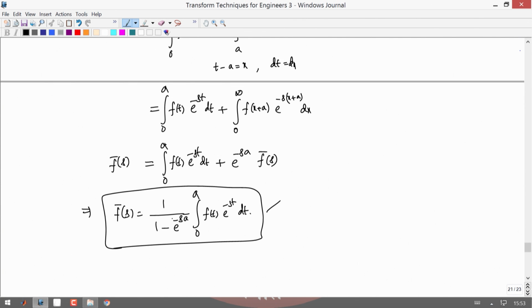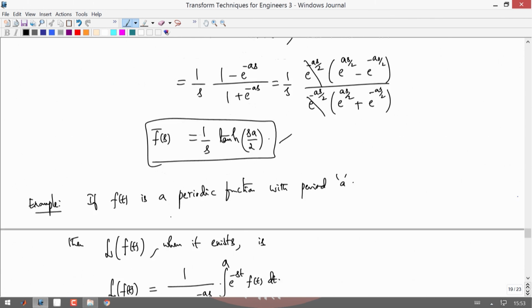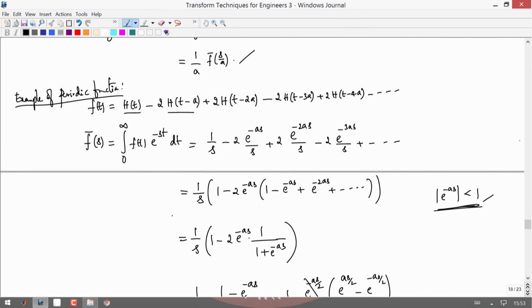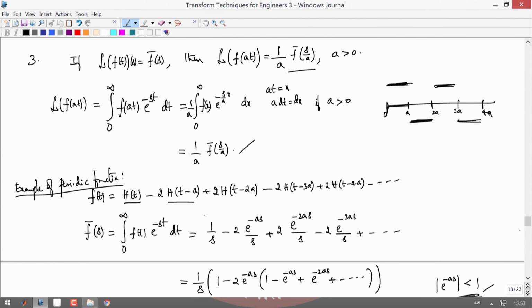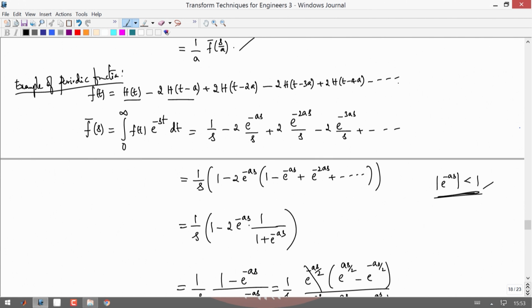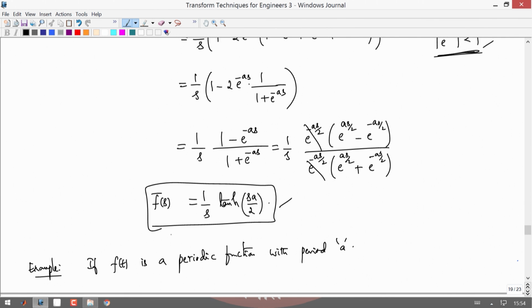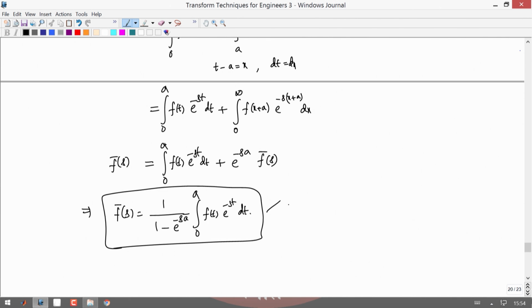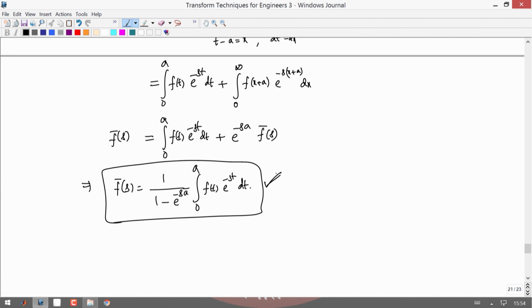That is the technique you can apply here, and you can also use it in this example where you choose this infinite series. This is a periodic function with period 2a. So if you use this periodic function with period 2a, you end up getting this one. You can directly calculate from this integral, and from this formula also you can get the same result.